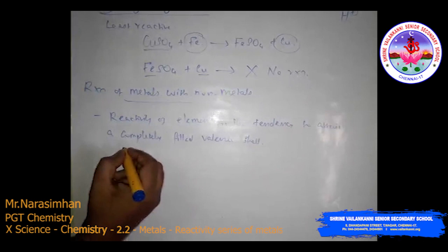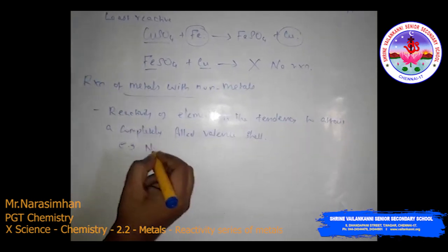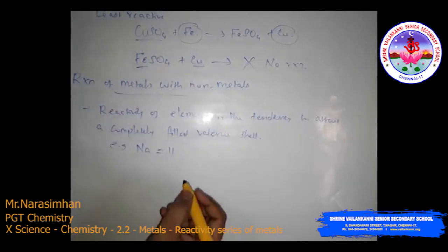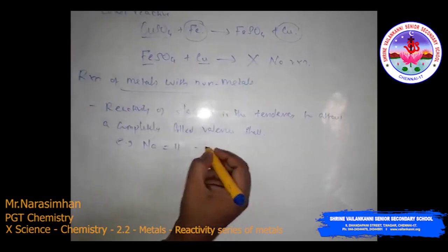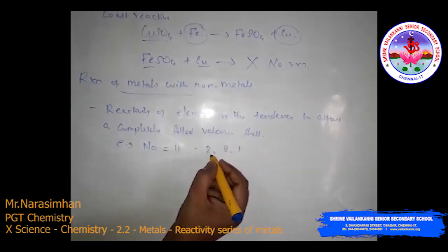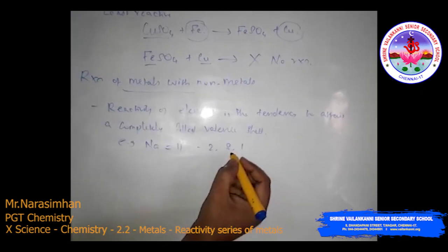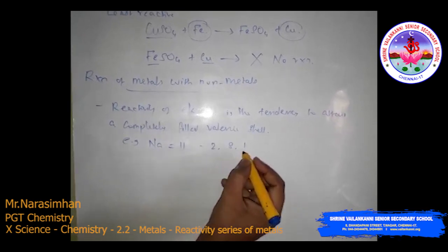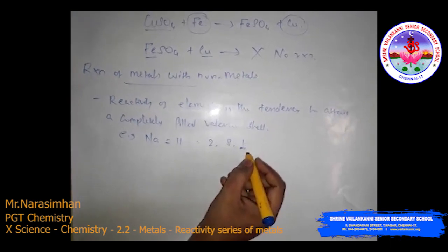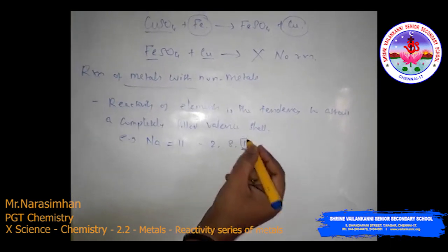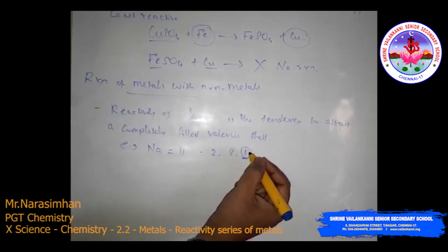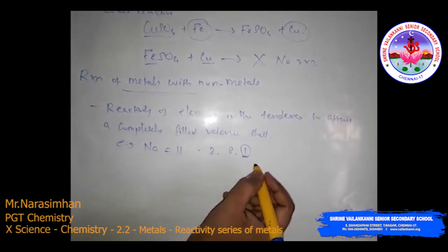For example, look at sodium. What is the atomic number of sodium? Sodium is 11. So the electronic configuration is 2, 8 and 1. This means the K shell has 2 electrons, the next shell is L, which has 8 electrons, and the remaining one is in the M shell. The last one is called the valence shell, and this number indicates the valence shell electrons.